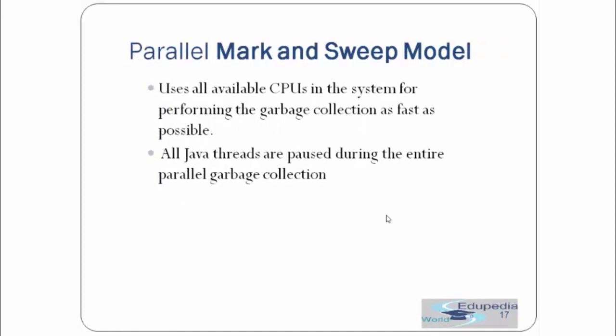Now let's move to the parallel mark and sweep model. Parallel mark and sweep uses all available CPUs in the system to perform the garbage collection as fast as possible. So it is faster compared to concurrent, and it occupies the CPU but is fast, so it is performed quickly. Then all Java threads are paused during the entire parallel garbage collection. So it pauses all your threads and thus performs your parallel garbage collection. This is how parallel garbage collection happens in Java. As we have studied, it is very swift compared to concurrent, it occupies all the CPUs, and all threads are in a paused state.